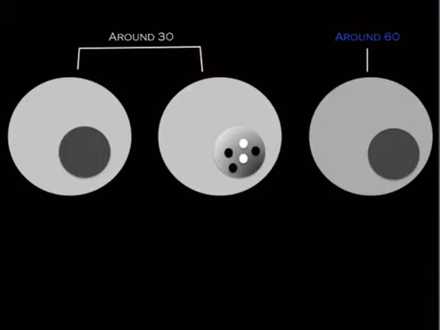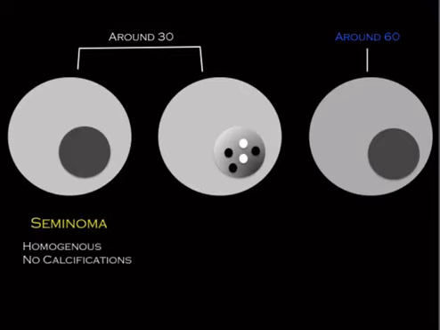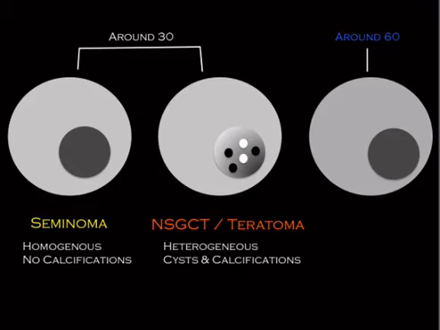So here are your three basic choices. You've got a 30-year-old homogeneous mass, seminoma. A 30-year-old heterogeneous mass with calcifications and cystic areas, think germ cell, non-seminomatous, think teratoma. Around 60, that's lymphoma. And remember, this can be bilateral.